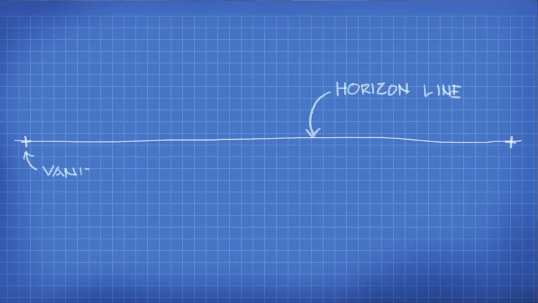When drawing perspectives, I usually like to start by drawing the horizon line and the vanishing points, which will serve as my guides to creating the perspective effect. So there are three main types of perspectives that are often used in architectural drawings.